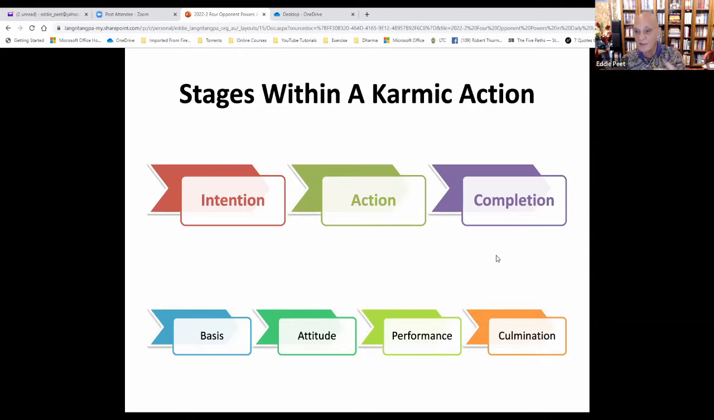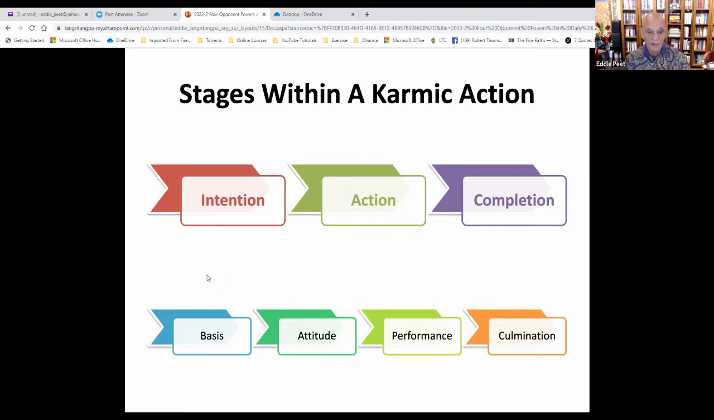Karma is also the seed. Remember that we've left something in the aftermath, something ready to come into fruition at some stage. There's another way we could talk about these actions, and that is to use these: the basis, attitude, performance, and culmination.